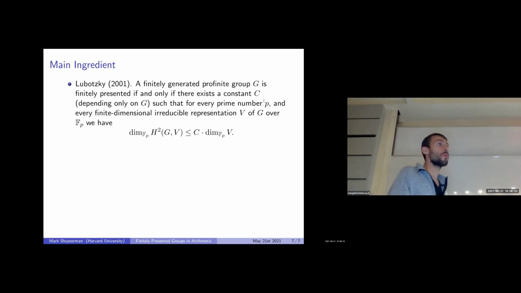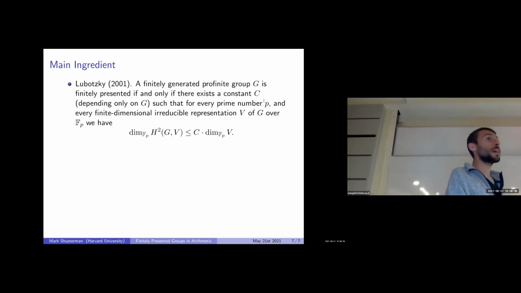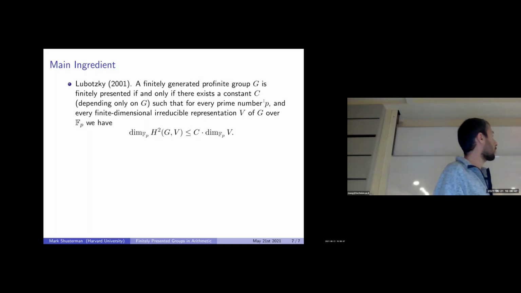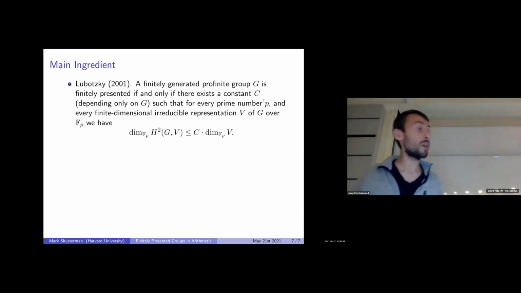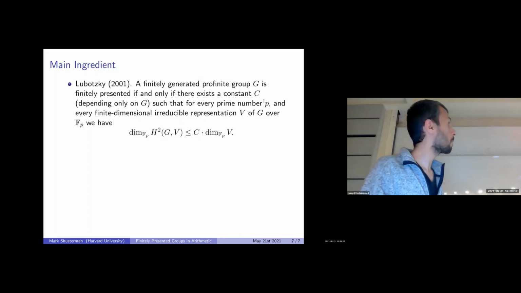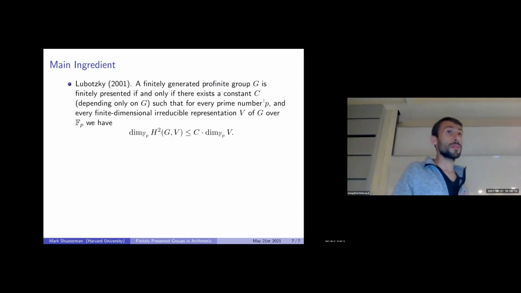And here it's all the more crucial that we're dealing with profinite groups and not with just some arbitrary discrete abstract groups, because for discrete groups, there seems to be no criterion that we know about that would tell us that a group is finitely presented just on the basis of bounding its cohomology. So this result of Lubotzky is extremely special to profinite groups. It is crucial that all the groups I've been working with throughout this talk are profinite groups.